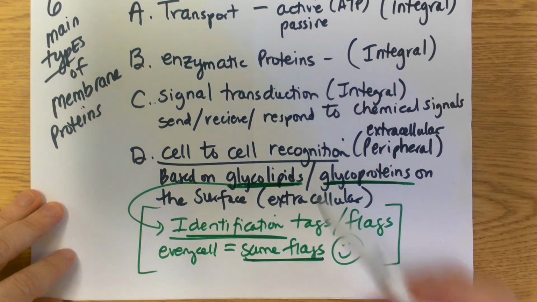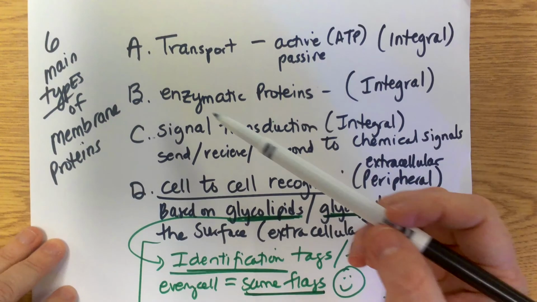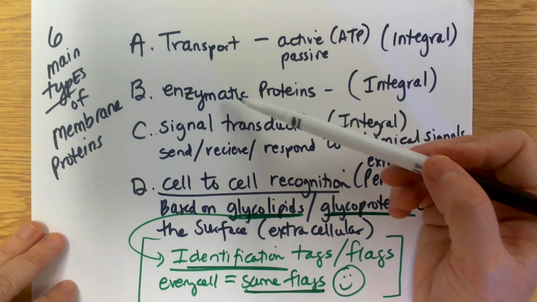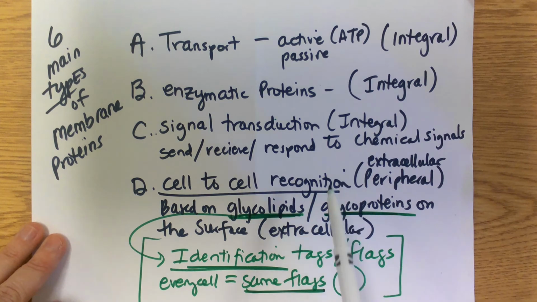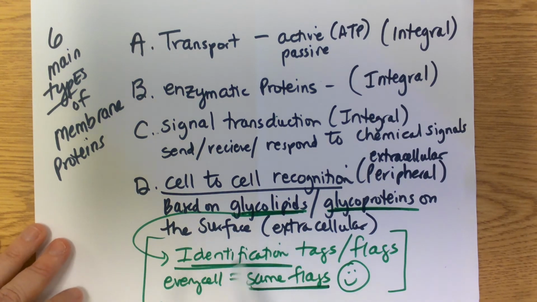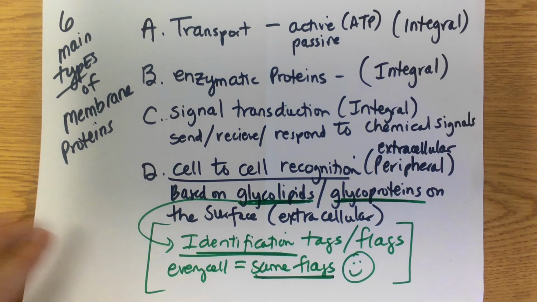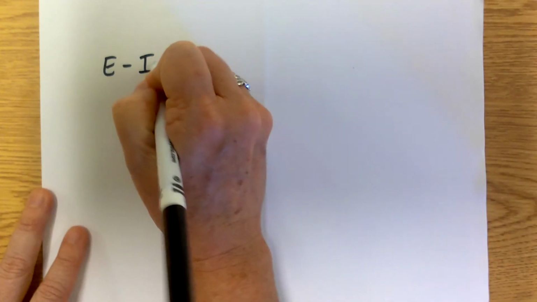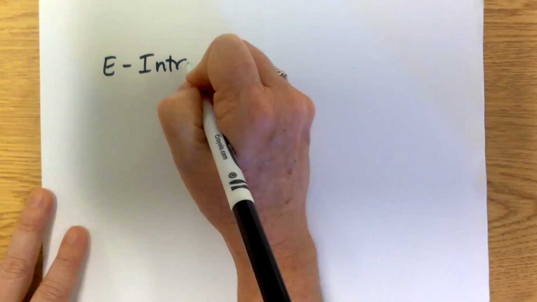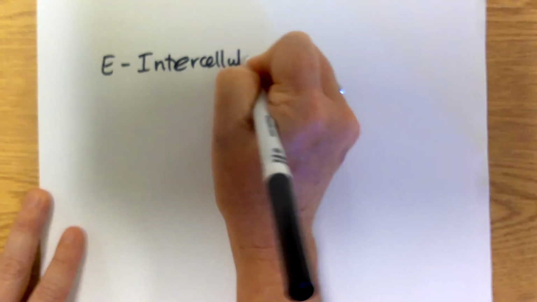All right, so far of our 6 main types, we have transport, enzymatic activity, signal transduction, so they send and receive signals, and then cell-to-cell recognition, whereas these flags on the surface of the cell let your whole body know that they're the good guys. All right, and then the last two are, E is going to be intercellular joining.